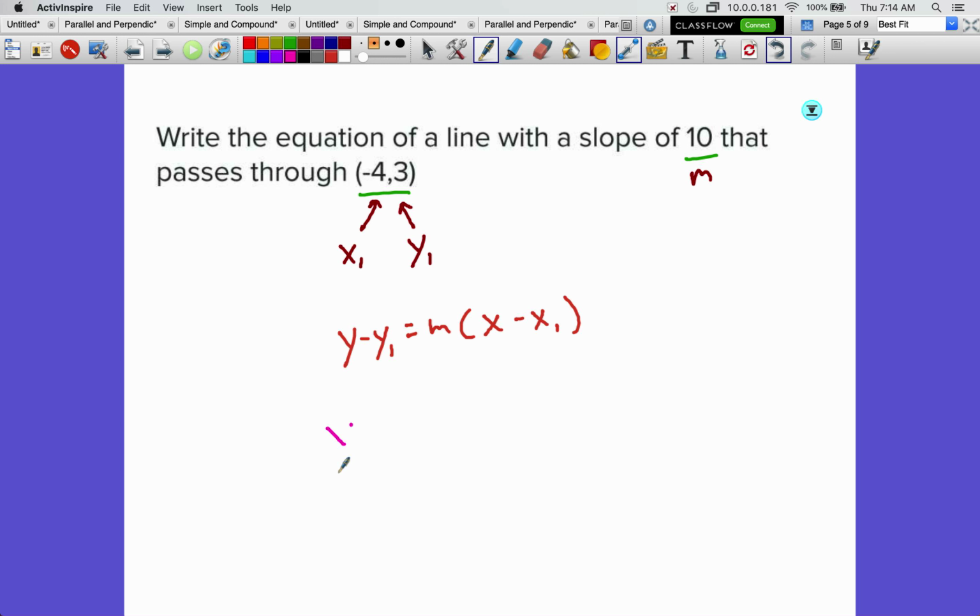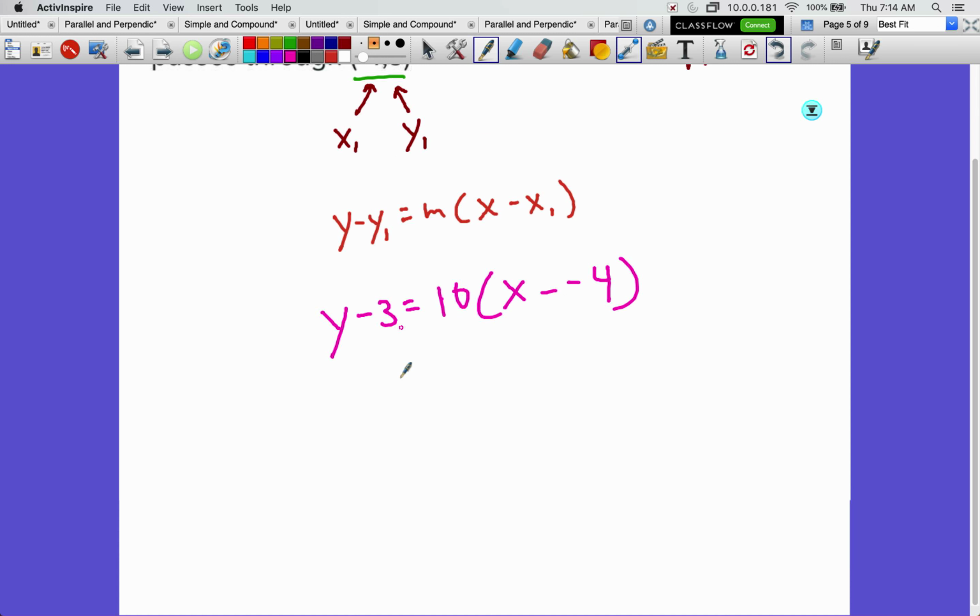So y, again, just stays as a y. Minus y1 is a 3. Equals m is a 10. Times x minus x1, which is a negative 4. So we have minus a negative 4. Don't forget the minus from the formula and the minus from the number. That's why we get a double negative there. All right, now the whole point of doing this is to get an equation that will definitely go through that point. But then we typically want to convert this to slope-intercept form. So let's go ahead and do that.